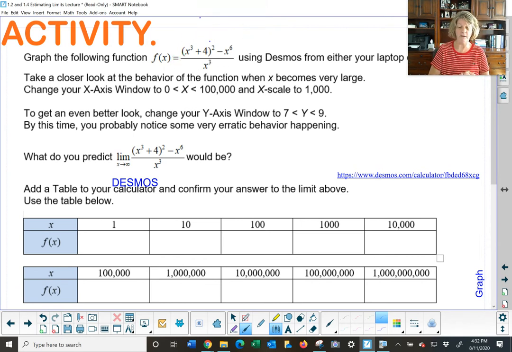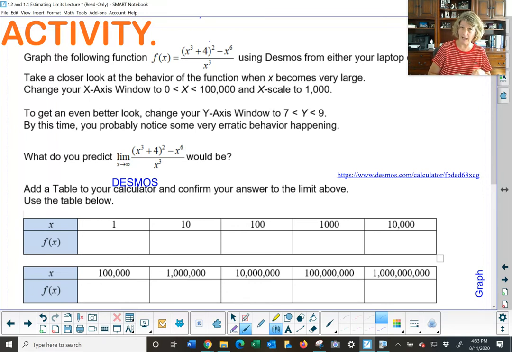All right, so it says graph the following using Desmos from either your laptop or Chromebook, whatever you have. Take a closer look at the behavior of the function when x becomes very large. Change your x-axis window to maybe go 0 to 100,000, and you might want to step it by 1,000 so that you get tick marks at 1,000, 2,000, 3,000, and that will help create a nicer x-axis to look at. To get an even better look, you may want to change your y-axis between 7 and 9 because we're going to be seeing something come out around there.